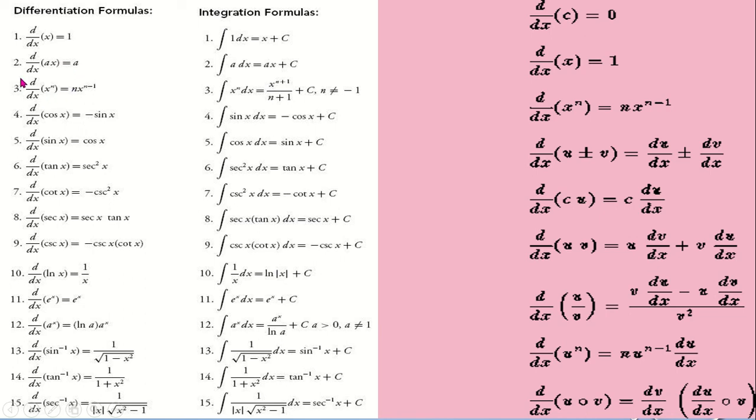Look, this formula, d by dx of x to the power n equal to n into x to the power n minus 1. That means whichever power is used here comes first, then 1 will be subtracted from that power. So if we use 2 here, that means x square, then it will be 2 into x to the power 2 minus 1, that is equal to 2x. If we use 3 here, then it will be 3 into x to the power 3 minus 1, that will be 3x square.